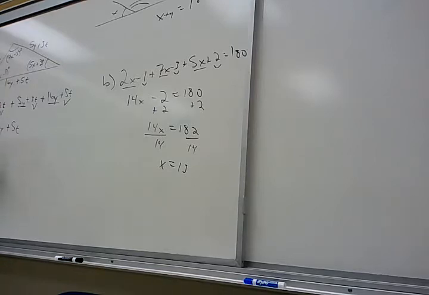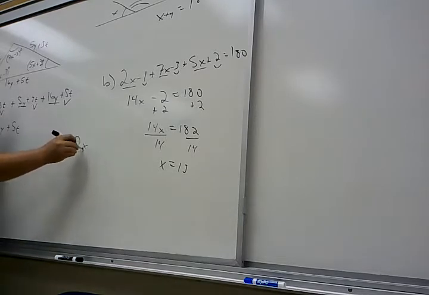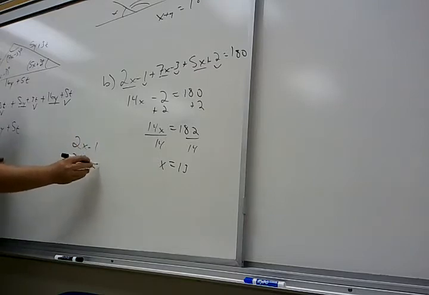If x is 13, how do I figure out this angle? Plug in 13, yeah, cool. So now I can just take each angle at a time, plug in 13. So for example, this one. So twice 13 minus 1.